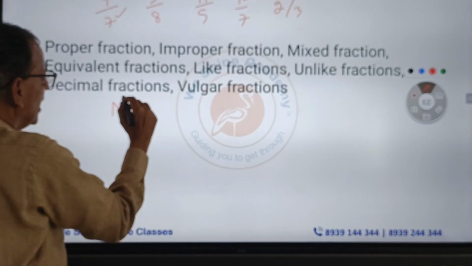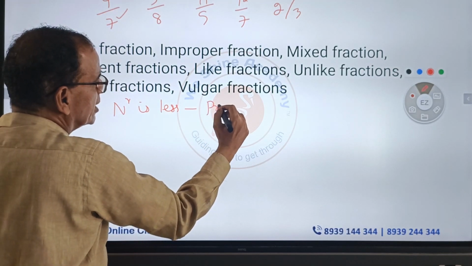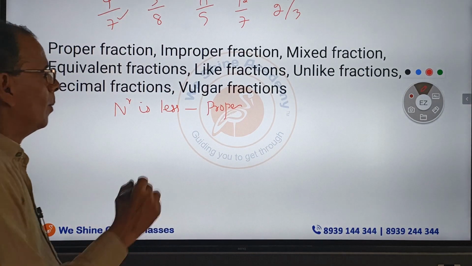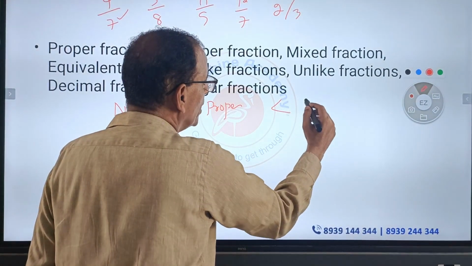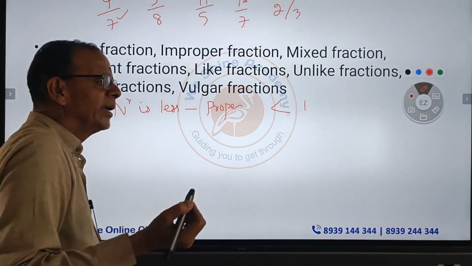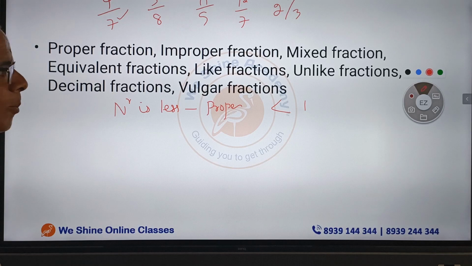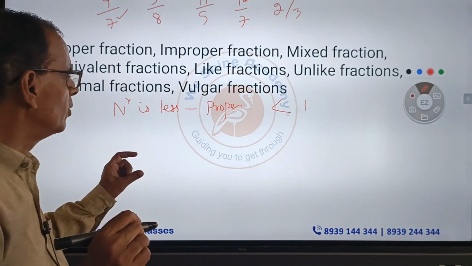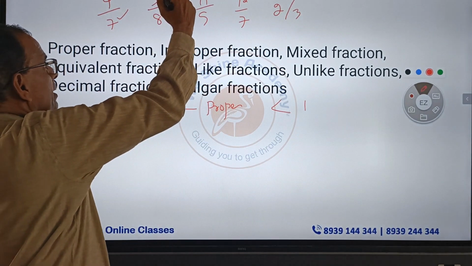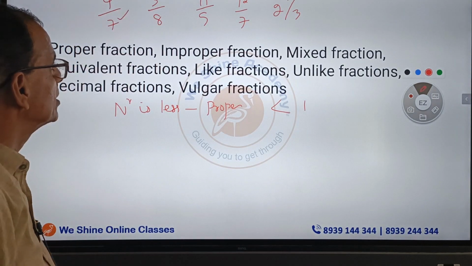When numerator is less, it is called a proper fraction. Numerator should be less. Moreover, value will always be less than 1. Suppose you take 1 by 2. What is the value? 0.5. 1 by 4, 0.25. 1 by 8, 0.125. If the value is less than 1, that is called a proper fraction. This is also a proper fraction. 3 by 8, value is less than 1. Numerator is less, denominator is more.